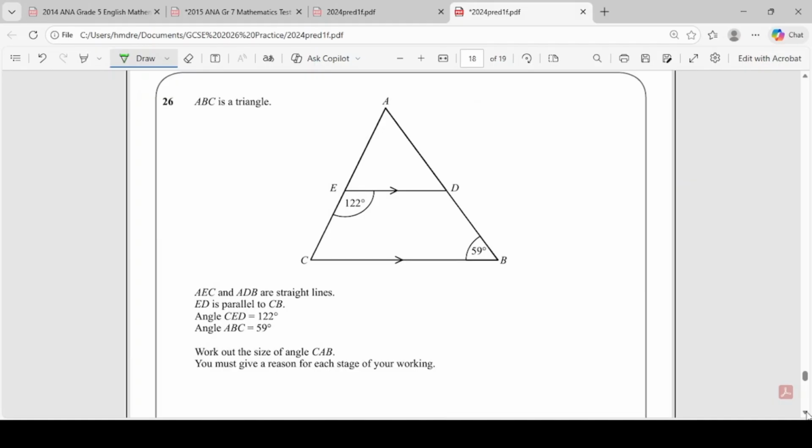Question 26, ABC is a triangle. AEC and ADB are straight lines, okay? ED is parallel to CB, we can see that here. And then angle CED is 122, we can see they've given us that, and angle ABC is 59. Work out the size of angle CAB. You must give a reason for each stage of your working.